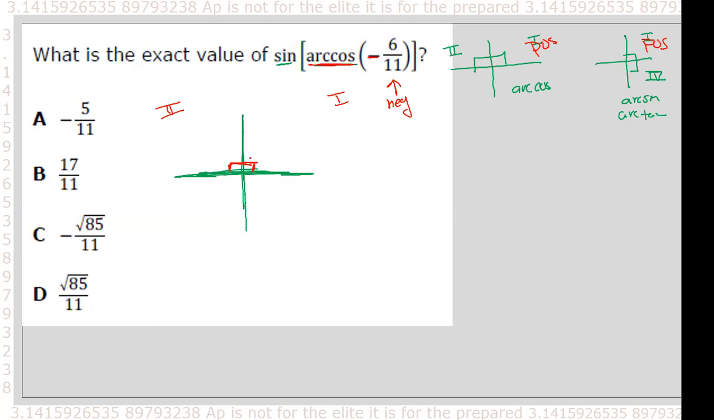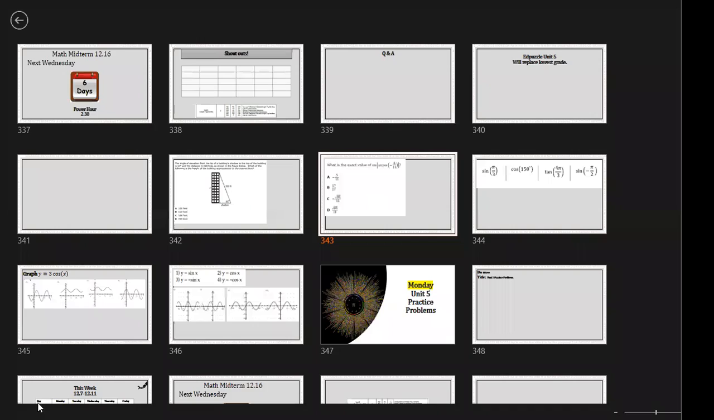So we're going to draw this little triangle in quadrant 2. Keep in mind that this right here has to be making the right angle at the x-axis. So let's go ahead and fill it in. We have the following: 6 over 11.